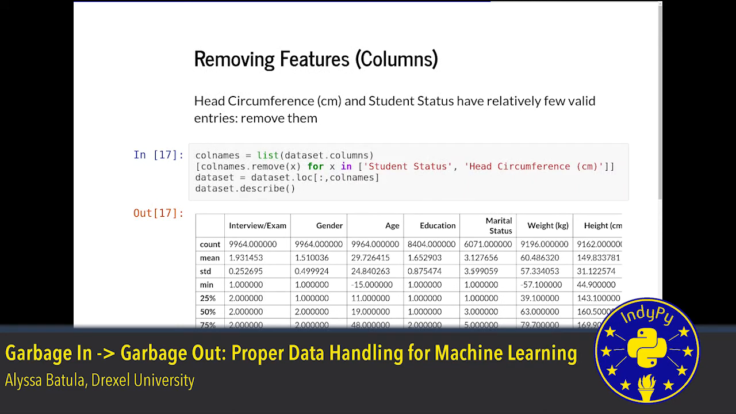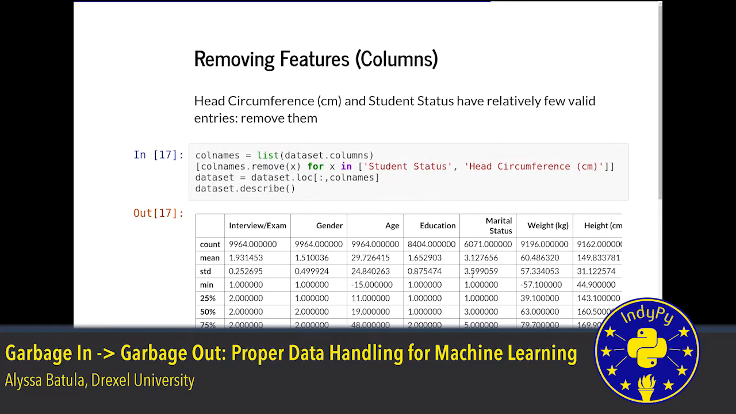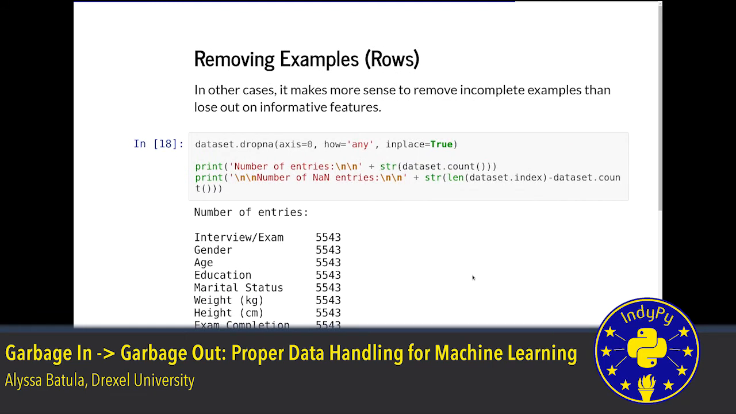But for some of the other features, like say there's only 1,000 missing or 700 missing, in those cases it makes more sense to remove the rows, so remove the actual individual people's entries if not all of their data is there. But when we're done with this, we have 5,543 examples remaining, and there are no not a number entries.